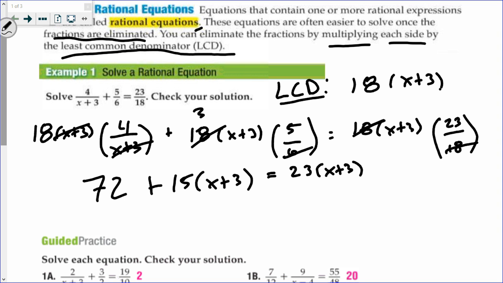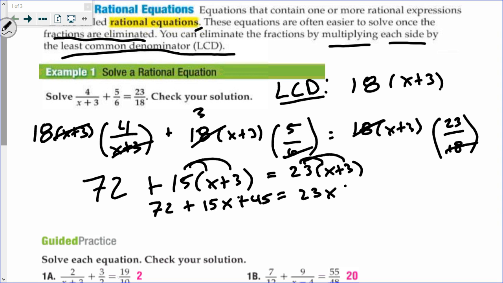Now for this equation, of course, we need to use the distributive property here as well. So calculator works. We've got 72 plus 15x plus 45 is equal to 23x plus 23 times 3, 69. The x is to the right here. Let's subtract 15x. So now, calculator here. We've got 23 minus 15, of course, here will be 8x.